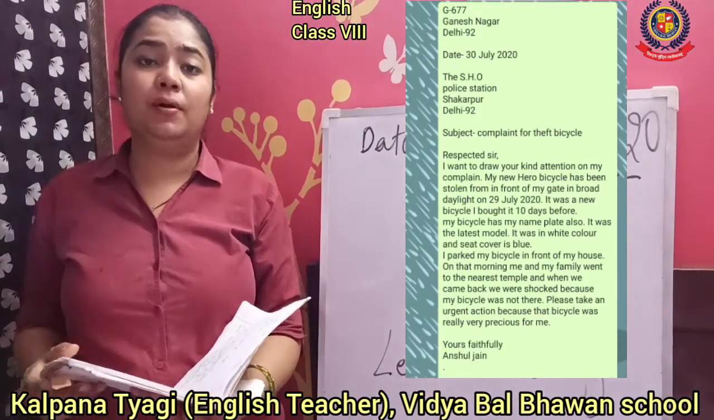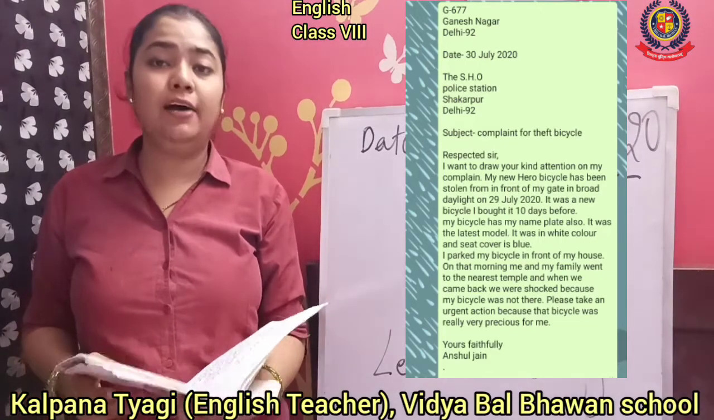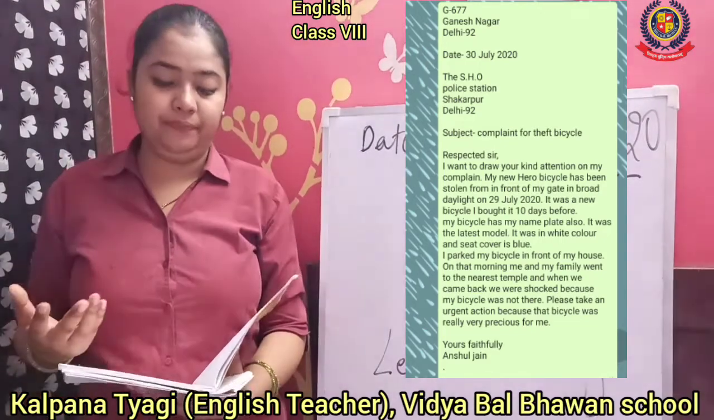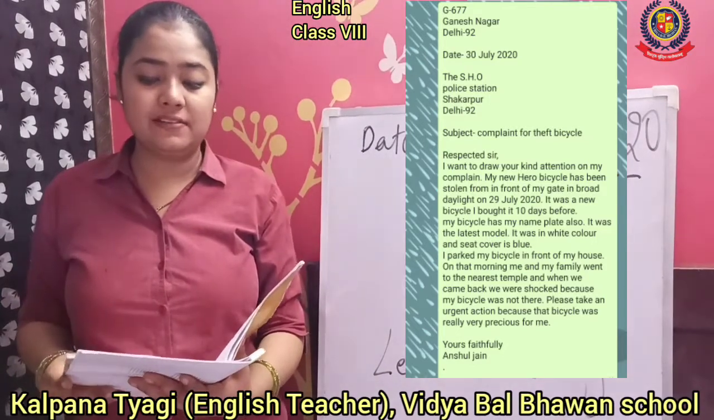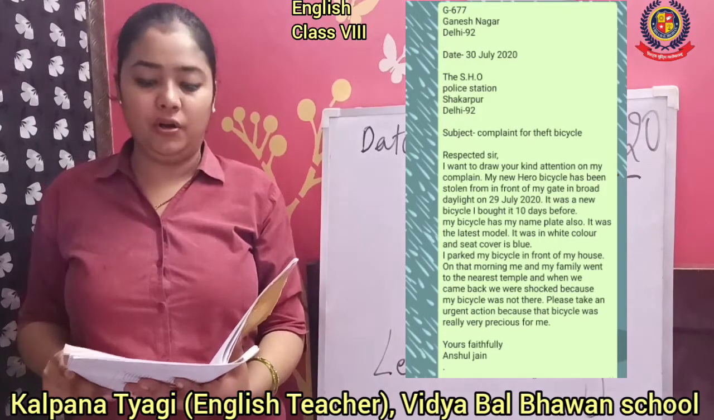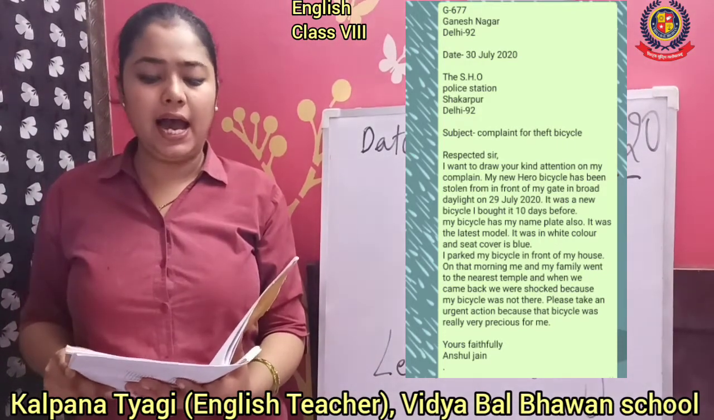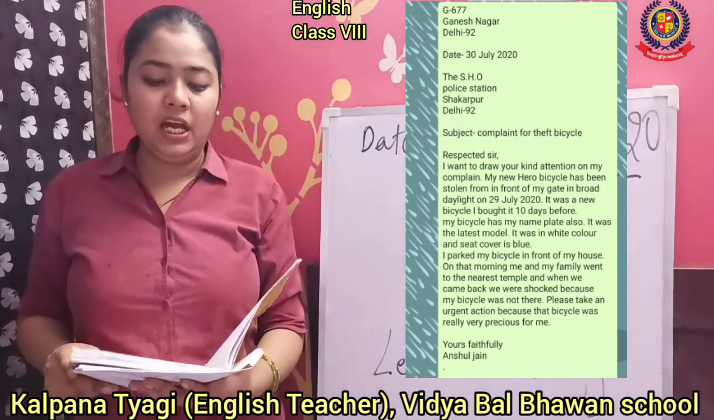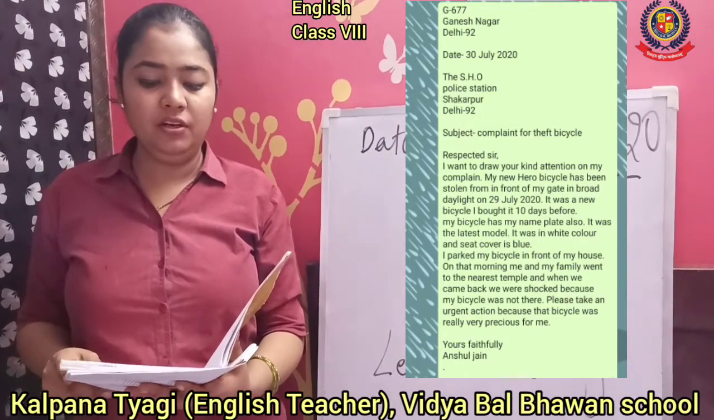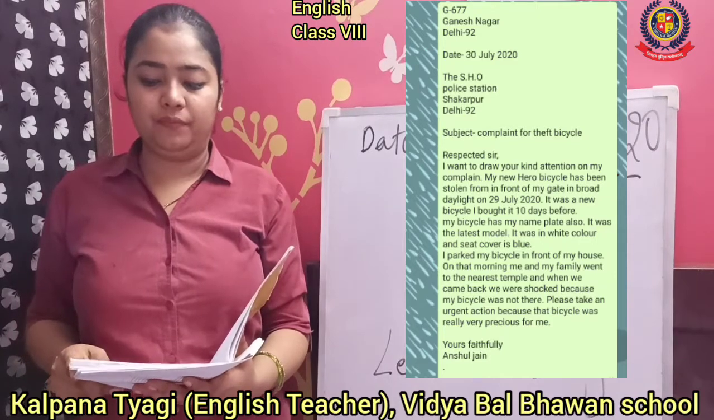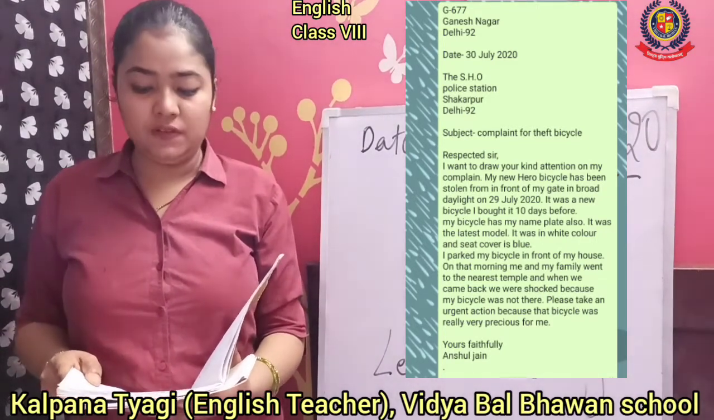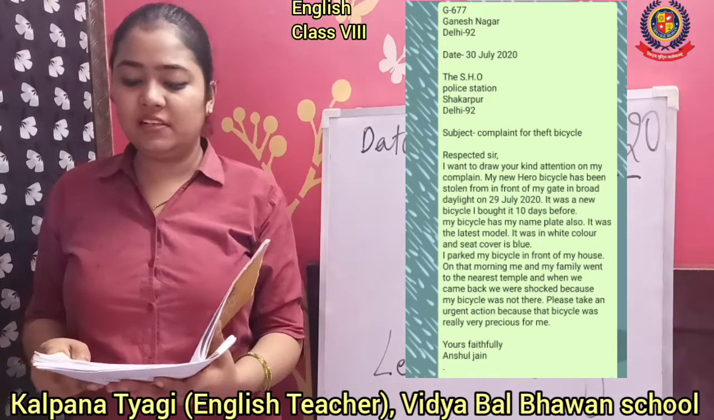In the next paragraph, you have to mention when and how it happened. I parked my bicycle in front of my house. On that morning, my family and I went to the nearest temple, and when we came back, we were shocked because my bicycle was not there.